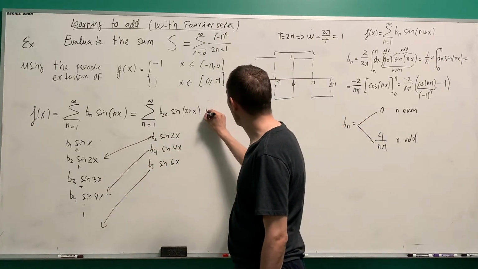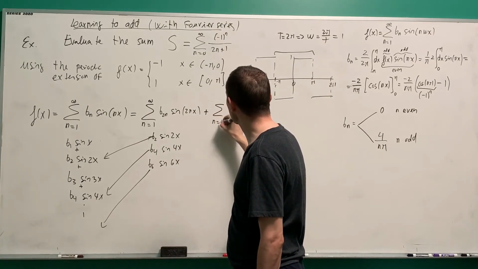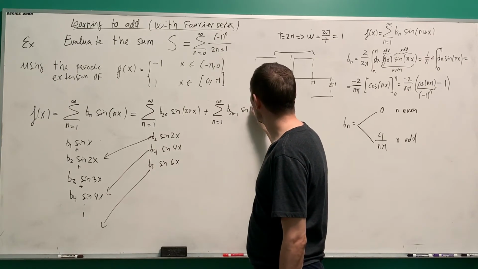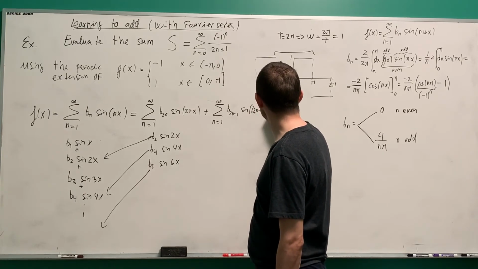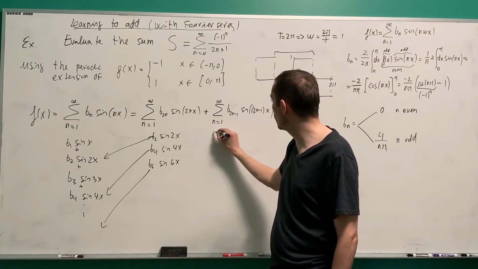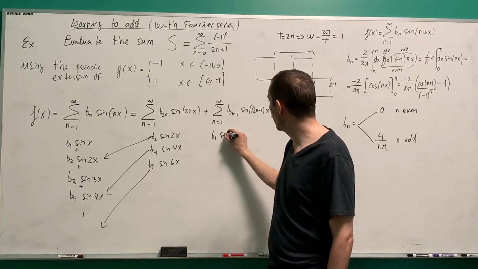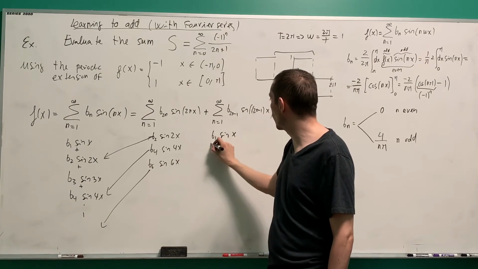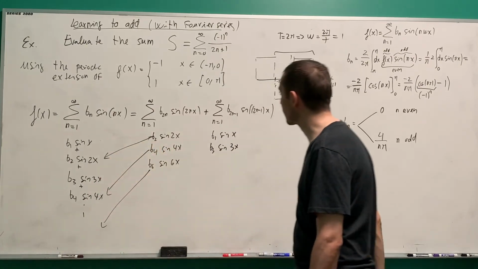And now the odd ones. The odd ones, I have two options. I could do sum n equals 1, as I've been doing so far, b2n minus 1 sine of 2n minus 1 x. I could do that, and that would be correct. You see, the summands of this: when n is equal to 1, I get b1, right? 2 minus 1, sine of 1x. Then when n is equal to 2, I get 4 minus 1, b3 sine of 3x, and so on.